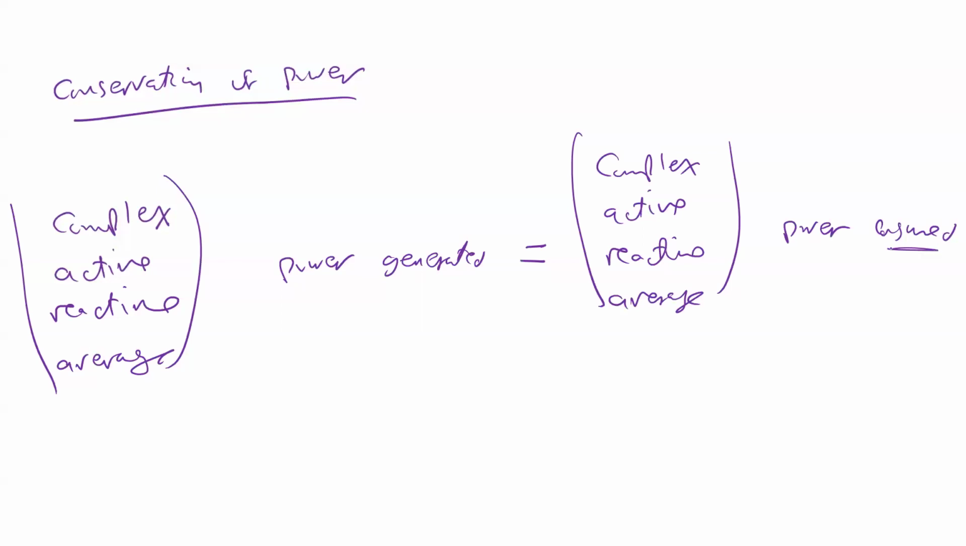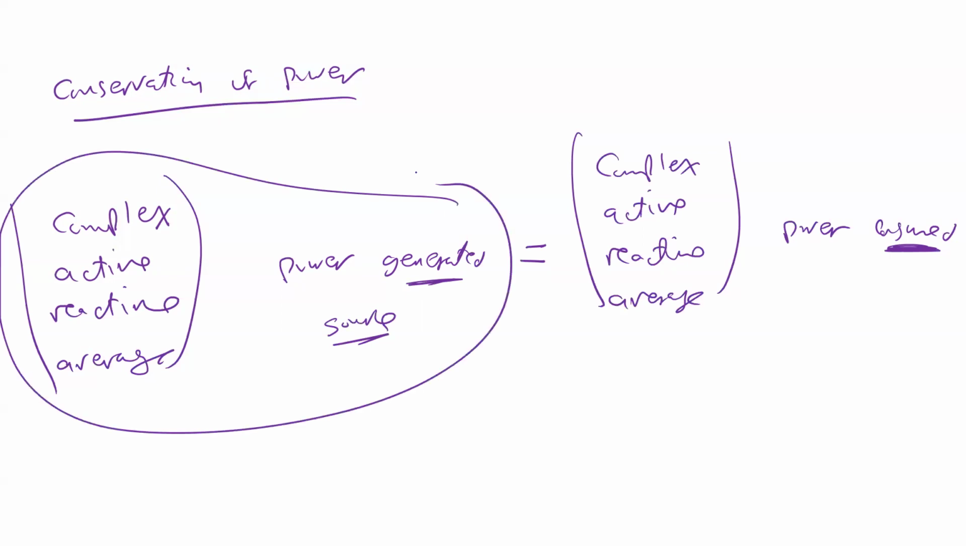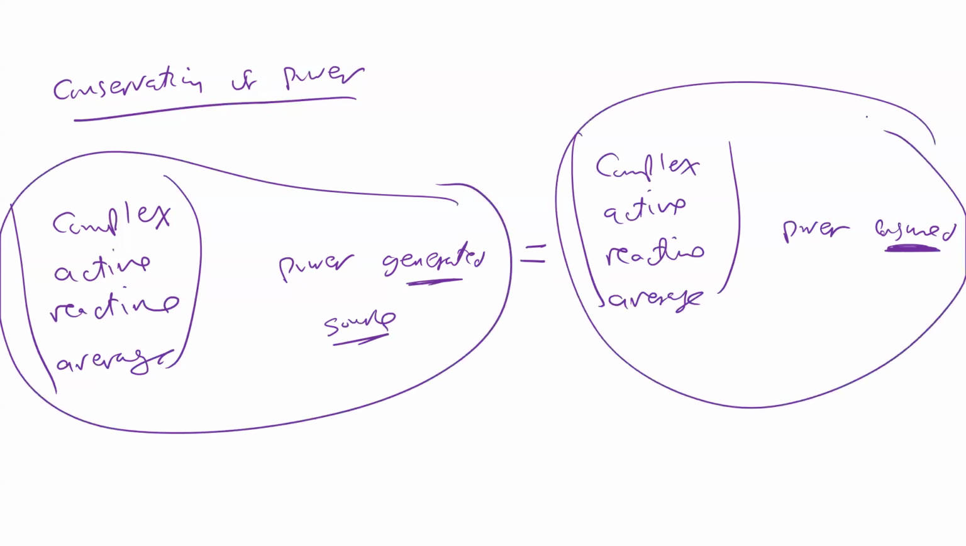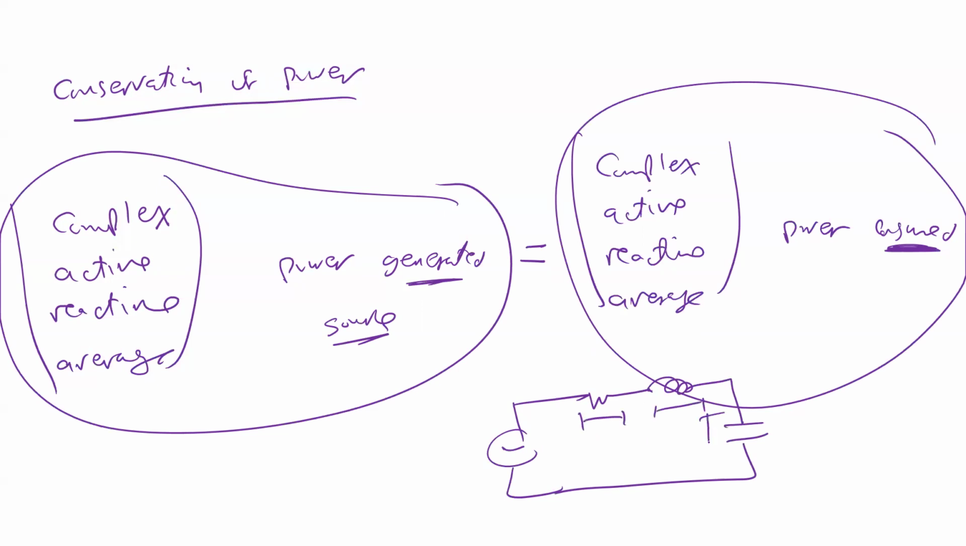Maybe I need to be careful about the word consumed here. This is the average power generated by the sources you have. So this is the power by the source, and this is the power by the impedance you have. This is similar to what we did before. For example, if I have a source this way, and then a resistance, and then inductors, capacitors, whatever, the power here, plus the power here, plus the power here, should equal the power generated here.